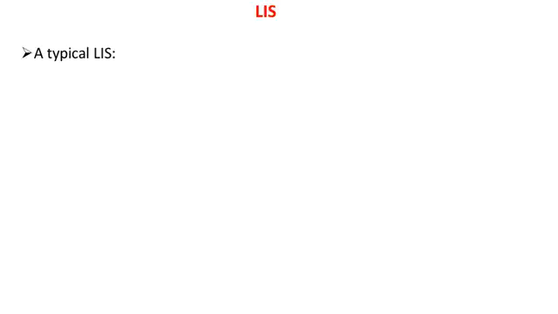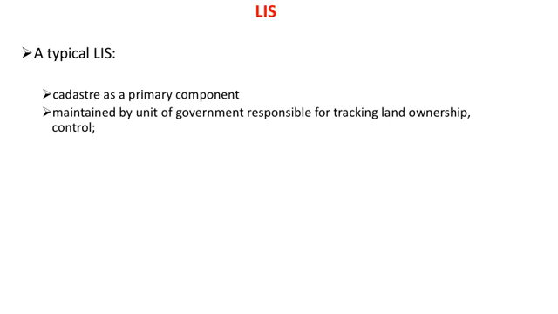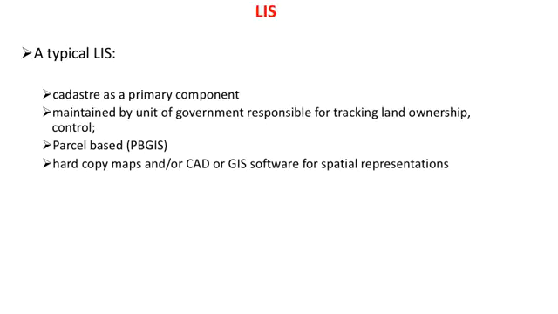A typical LIS has a cadastre as a primary component, maintained by the unit of government responsible for tracking it, in the case of Nepal, the Survey Department, Department of Survey. It includes parcel-based GIS, hard copy maps, and CAD or GIS software for spatial representation.